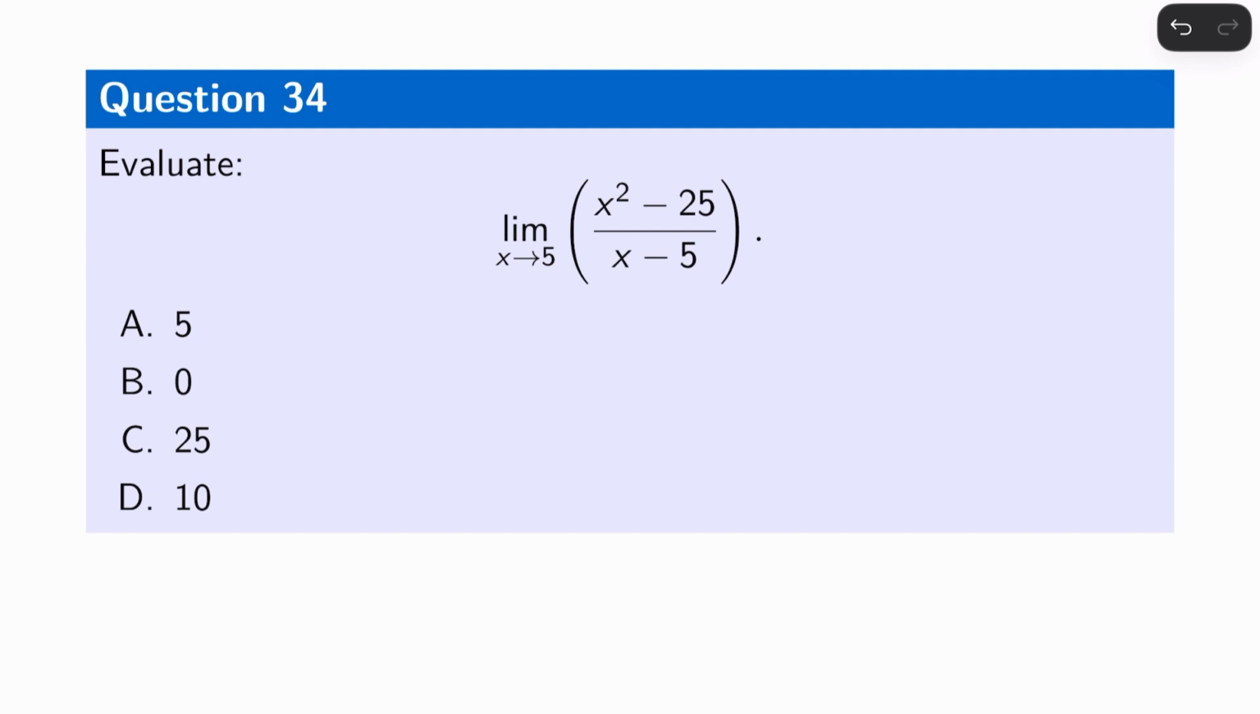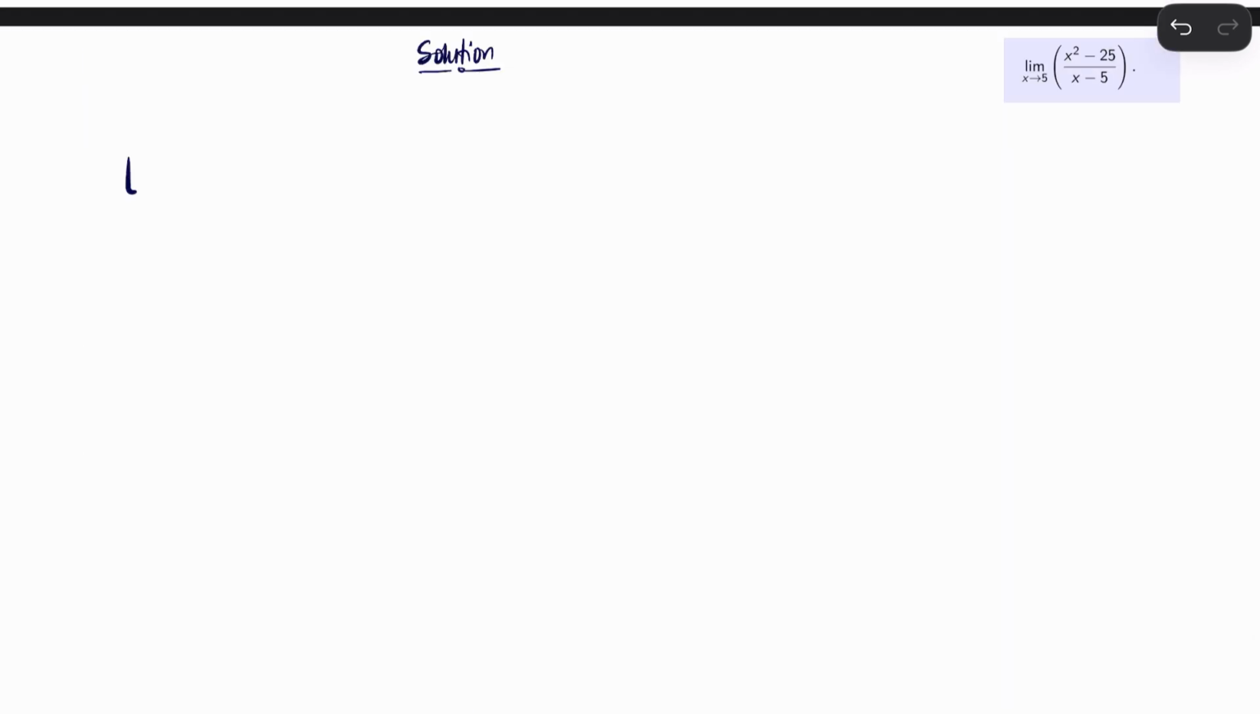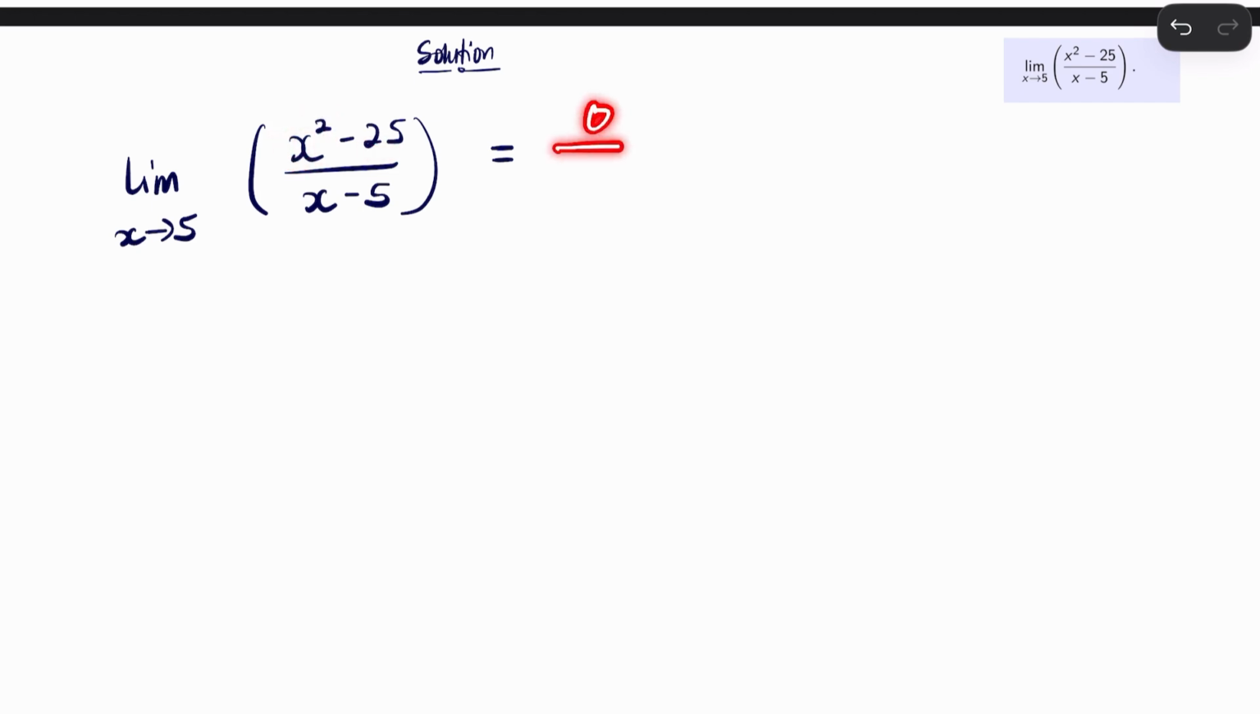Question 34. Evaluate the limit as x approaches 5 of x squared minus 25 divided by x minus 5. Solution. We have the limit as x approaches 5 of x squared minus 25 divided by x minus 5, right? And so here, if we try to substitute in x is equal to 5, we are going to have 25 minus 25, which will be 0, then divided by, this will also be 0, right? And this is undefined, right? And so we can't just substitute this in. So we first have to simplify this expression, right?